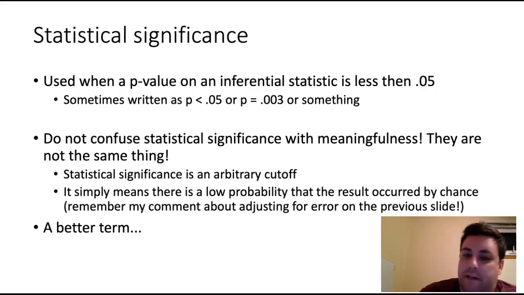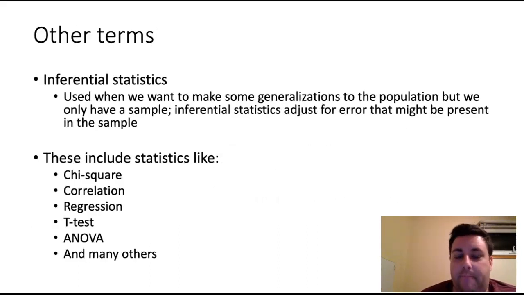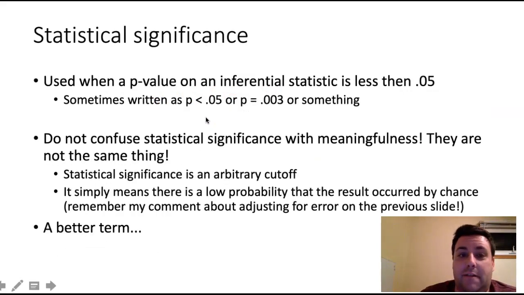And this is actually a callback to the comment I made here on this slide, which is right here, in that inferential statistics adjust for error that might be present in the sample. The p-value is simply an indication that it's very unlikely that there's an error in the calculation based on information we have about the sample.